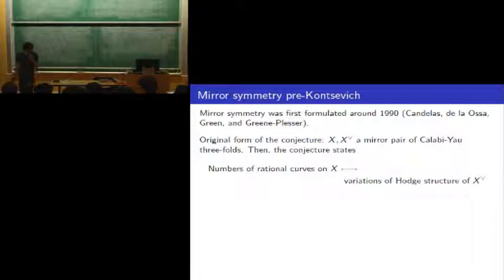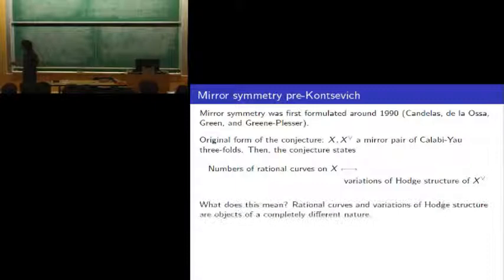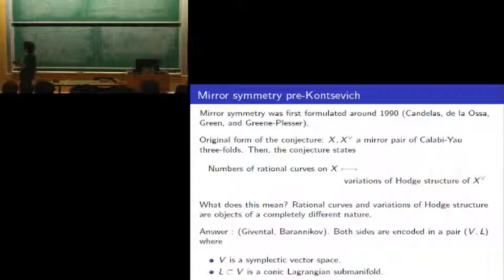So if you remember back in the day, before Kontsevich came around and told us what we should be doing, the idea was there was this weird relationship between numbers of rational curves on X and variations of Hodge structure on the mirror. Now, this doesn't make any sense a priori, because on one side we have this collection of numbers, on the other side we have this algebraic structure. So we'd like to make both sides be examples of the same kind of thing, which we can then compare. So one very nice way to do this was proposed by Givental and Barannikov.